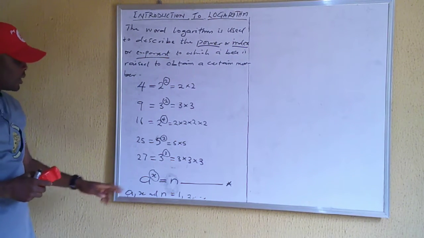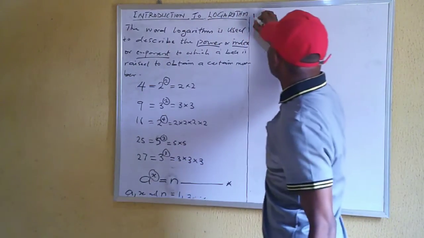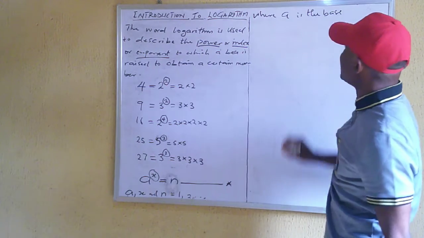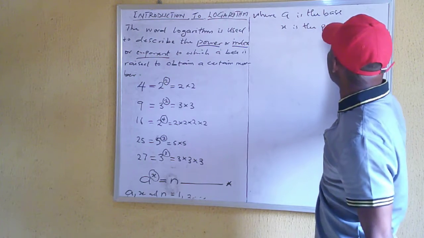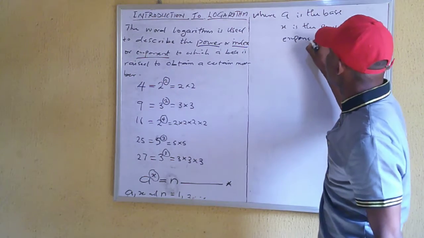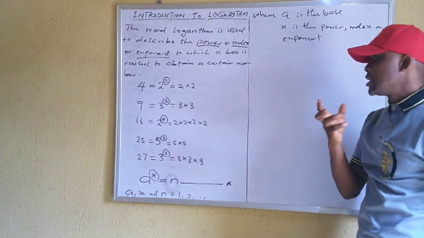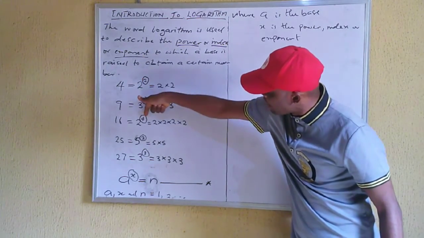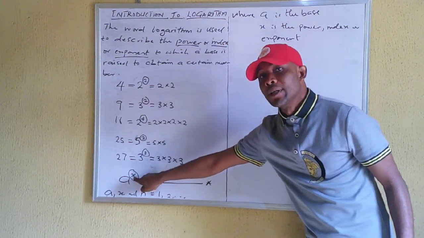Alright? Now, let's give a definition to this. Where a is the base, x is the power, the index, or the exponent. Take note of all of these terms. They are used interchangeably: index, power, or exponent. And these are the powers we're referring to: 2 raised to the power of 2, power 2, power 4, power 2, power 3. And the generalized term is taken to be x.